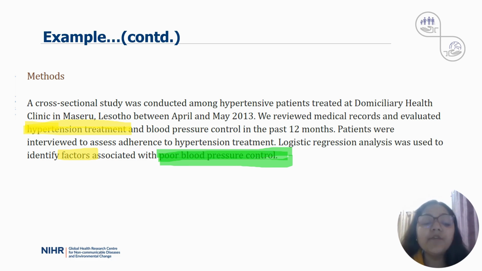So the dependent variable over here would be, let's say, the percentage of participants having perhaps less than 140 by 90 blood pressure, and the kind of hypertension treatments that they received, which would be observed based on the records.